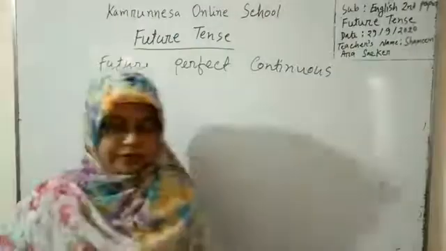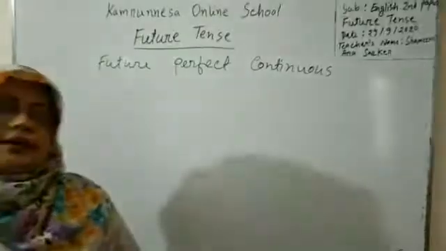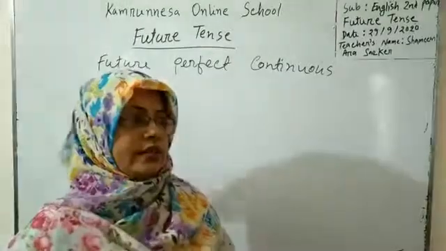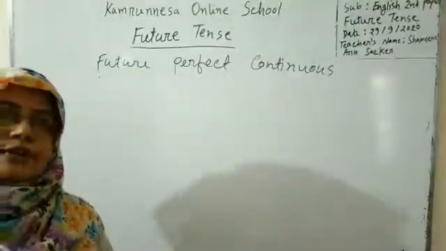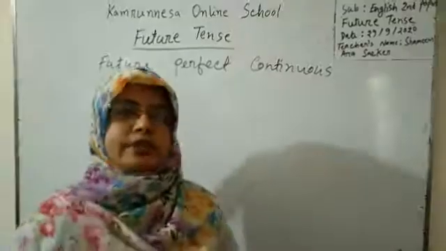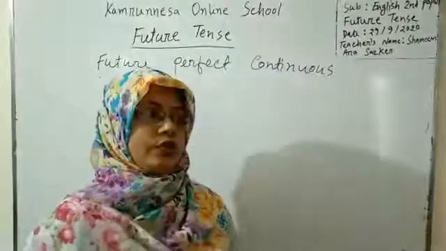Future perfect continuous tense is used for actions which will be in progress over a period of time that will end in future.